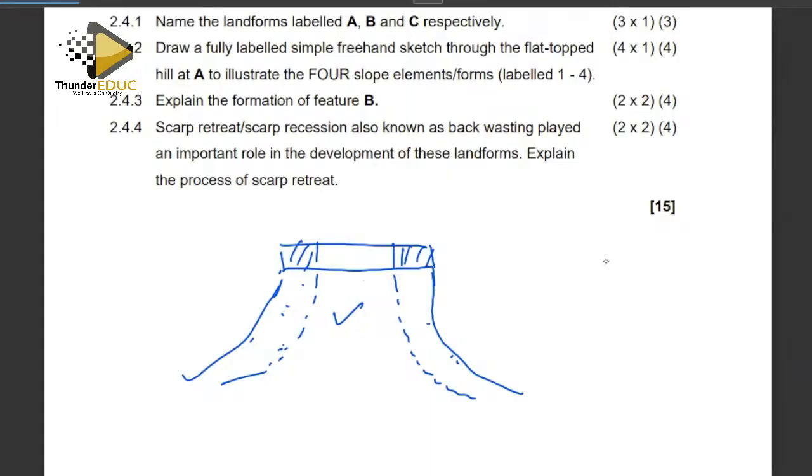And the process continues until this cap rock is finished. The cap rock will get finished, and we are now having only the softer rocks. And the softer rocks are going to form a shape like that because they are easily eroded. They cannot have a flat top. So after that, we are going to have a landform which has got a conical shape on top, like the one which is illustrated on feature B. That is how a conical hill develops.